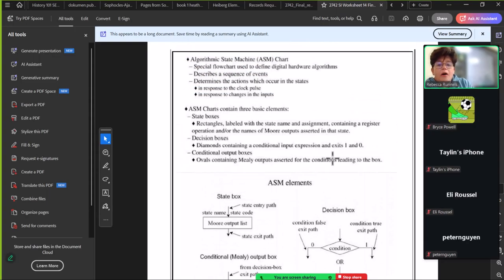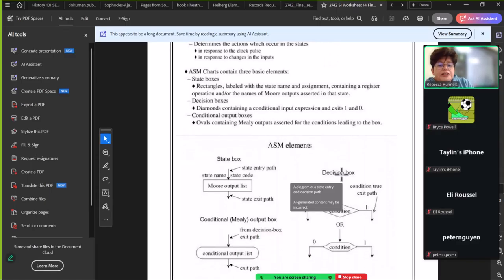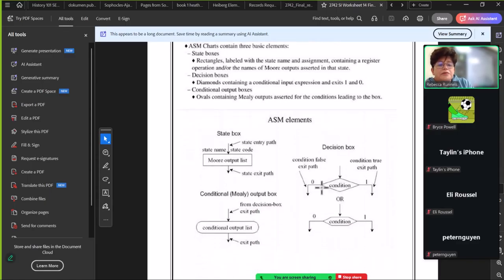Decision boxes are diamonds. That's a conditional input expression, and it exits 1 and 0. So what happens if the path is true, or what happens if the path is false? This is just showing you there's a different way to do it besides just the diamond. And then you have a conditional Mealy output box. If your output depends on the input, you have a little oval, and you put the output in it.